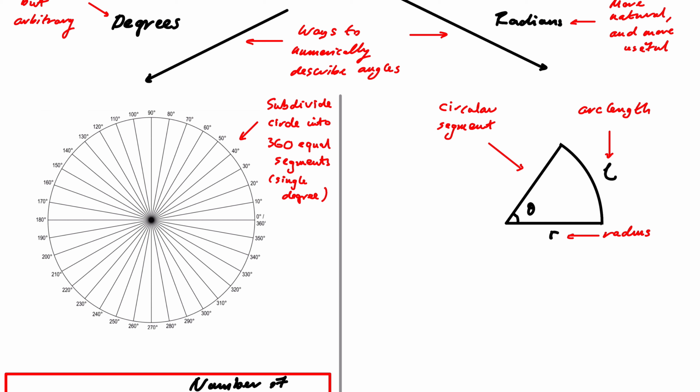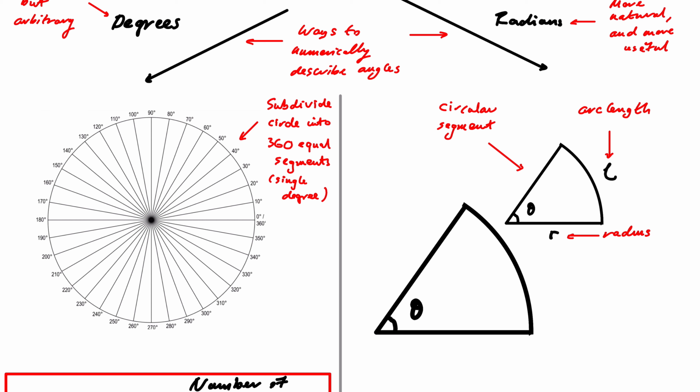However, if I was to take any two segments, so let me get another one, which had the same angle, any two segments which had the same angle, like this. So these would be called similar segments in the fact that they're kind of similar. The only difference is the scale is different.